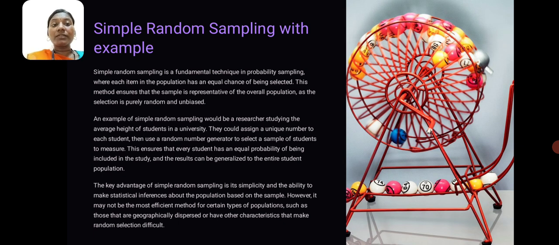The key advantage of simple random sampling is its simplicity and the ability to make statistical inferences about the population based on the sample. However, it may not be the most efficient method for certain types of populations, such as those that are geographically dispersed or have other characteristics that make random selection difficult.